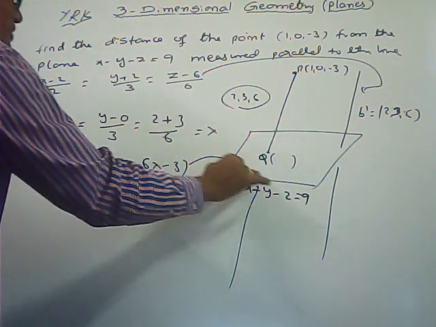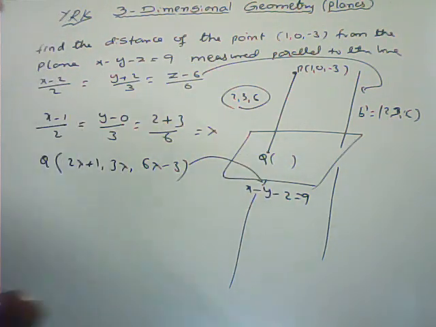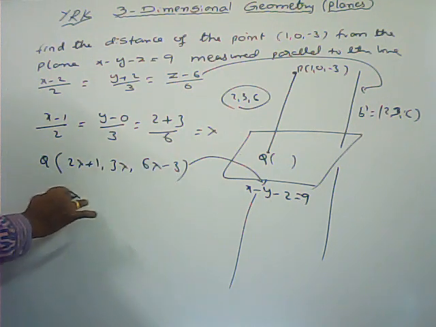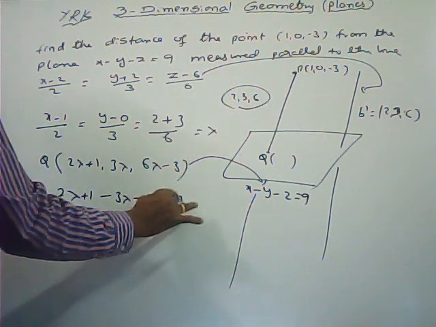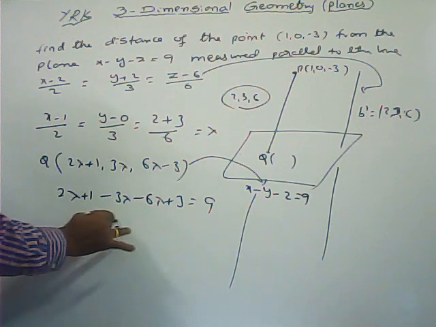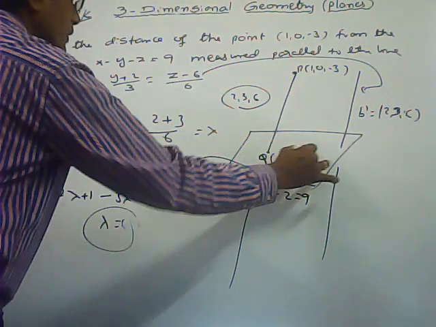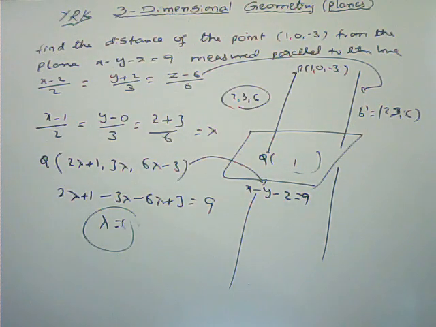So this point lies on this plane only: x minus y minus z equals 9. So in the place of x, y, z you can replace those values: 2 lambda plus 1 minus 3 lambda minus 6 lambda plus 3 equals 9, and simplify this one. Here we can get the lambda value. That lambda value you can substitute, and this is the point we are getting. Then you can find the distance between these 2 points by using the formula: square root of (x2 minus x1) whole square plus (y2 minus y1) whole square plus (z2 minus z1) whole square.